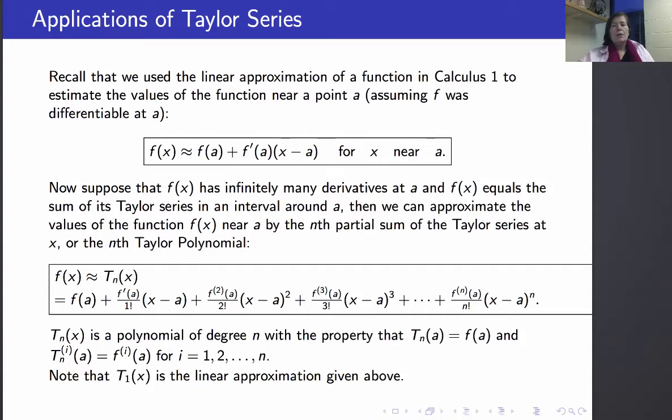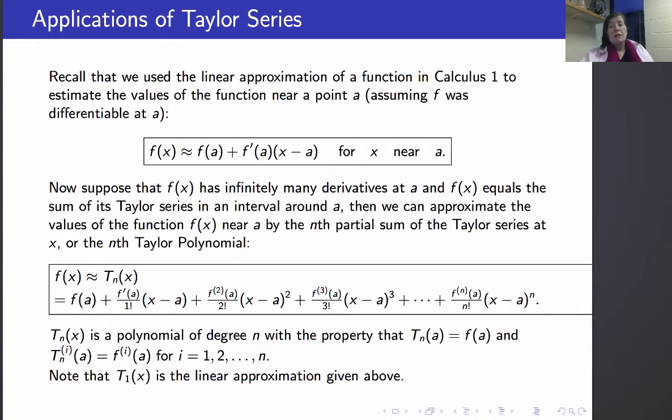Remember in Calc 1 we approximated the values of a function near a point a using linear approximation. And of course the graph of this linear approximation was just the graph of the tangent line to the curve at the point a. So we actually had an algebraic formula for this tangent. It was y equals f(a) plus f prime of a times (x minus a), and the values of f(x) stayed pretty close to the tangent for values of x near a.